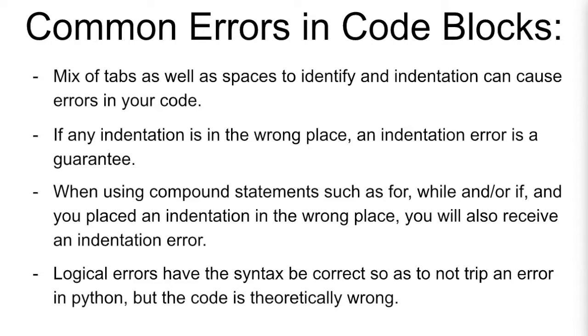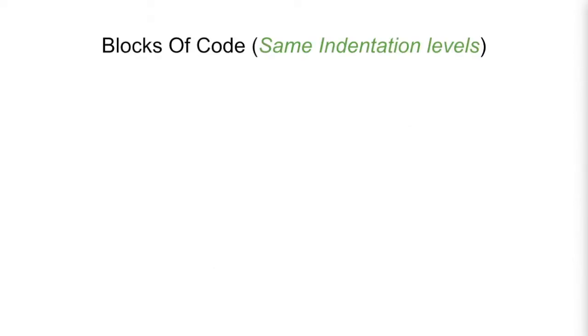So that's enough of talking about it. Let's see these Python code blocks and indentations in action. So let's talk about blocks of code in reference to the same indentation levels. Now understand that there can be unlimited lines of code in any block of code. There are also two separate types of indentation levels. You can have code blocks on the same indentation levels or code blocks on different or multiple indentation levels. That usually includes compound statements.